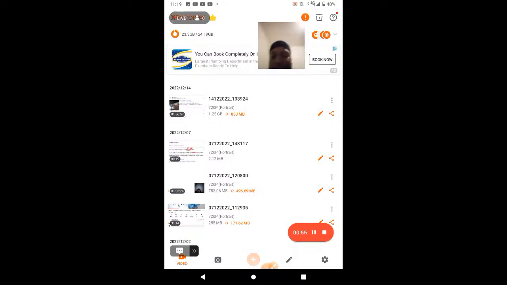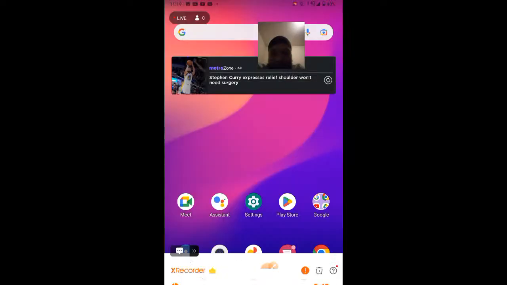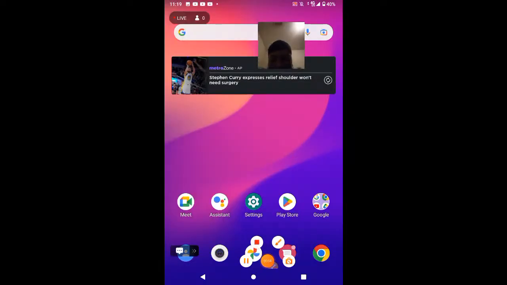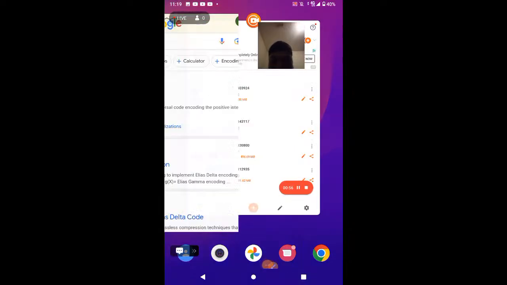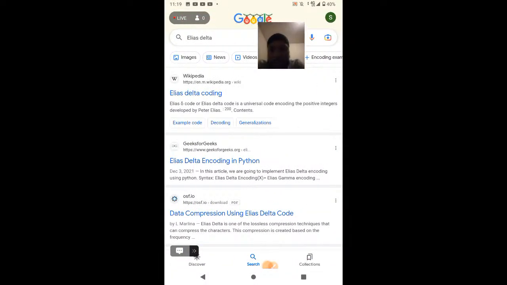Alright, so boom. Look, you just make a video right there. But look, alright, so alias Delta Code. I was making a video and found this. But look, this symbol right here. You see this symbol right here? No, not that symbol. The symbol beside it. I can't remember what that's called.